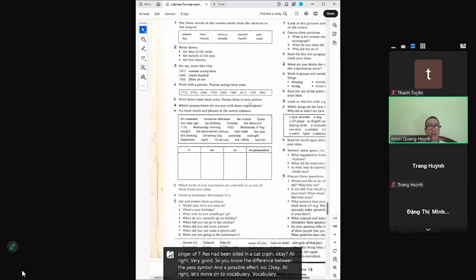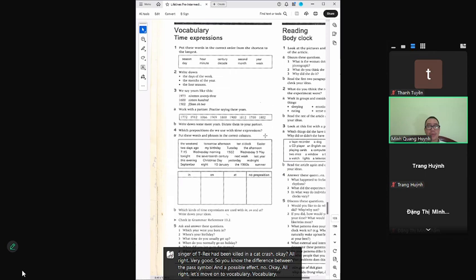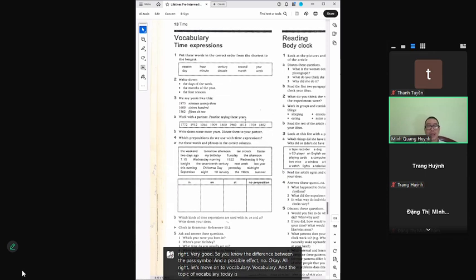Vocabulary. And the topic of vocabulary today is about time. Okay, time expressions. Look at number 1. This is a simple one, an easy one. Put these words in the correct order from the shortest to the longest. So you have season, day, hour, minute, century, decade, second, month, year, week. Okay. Which one is the shortest?